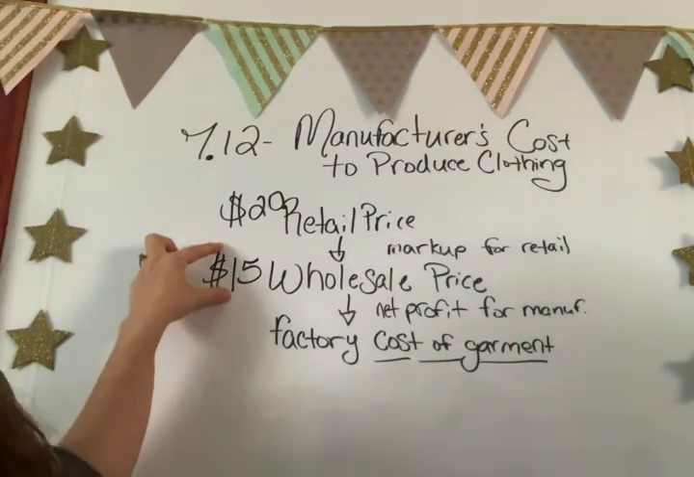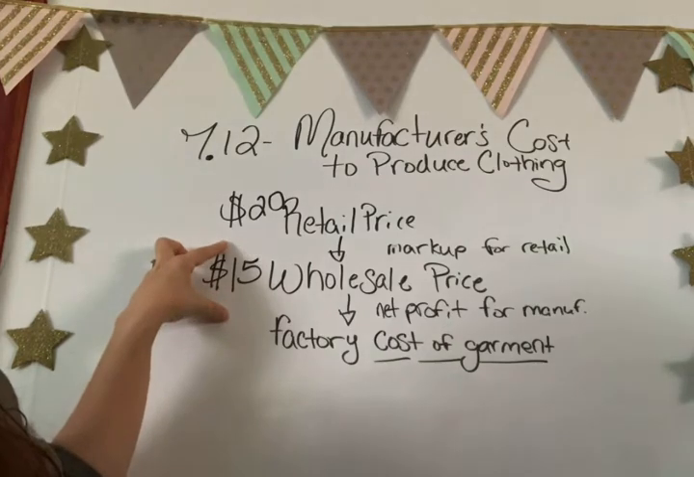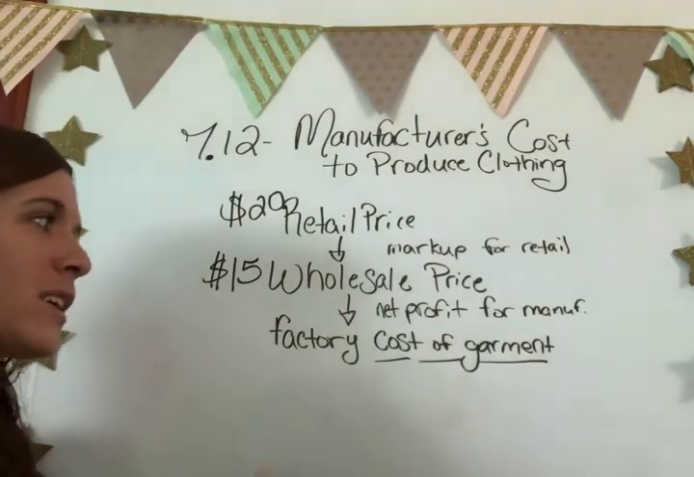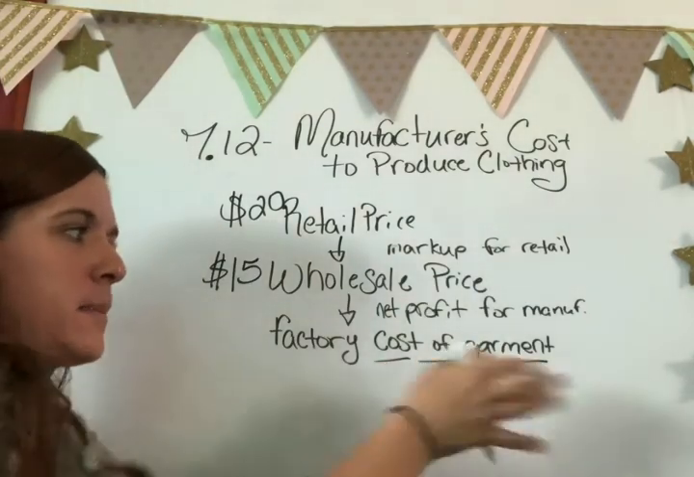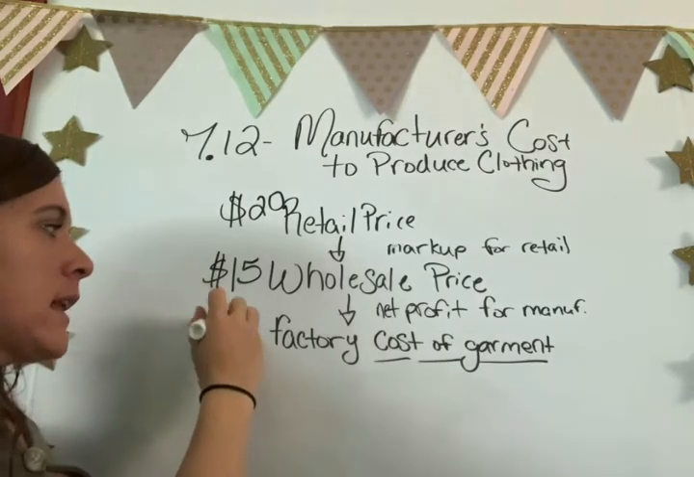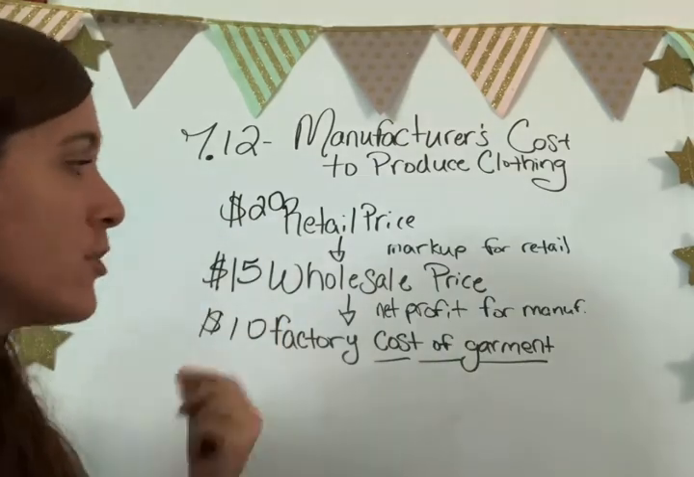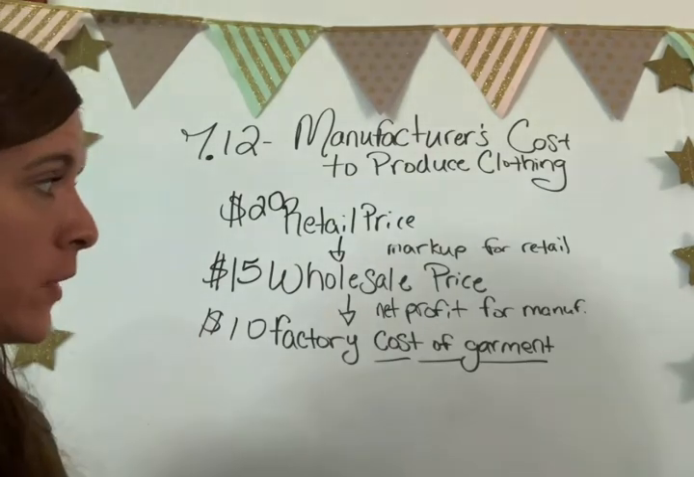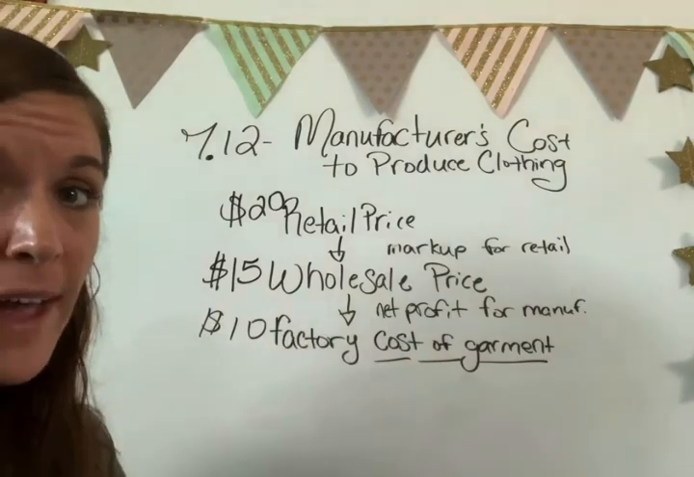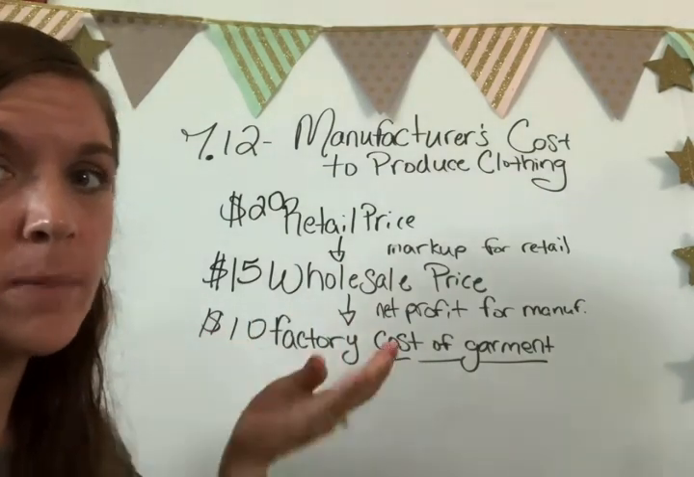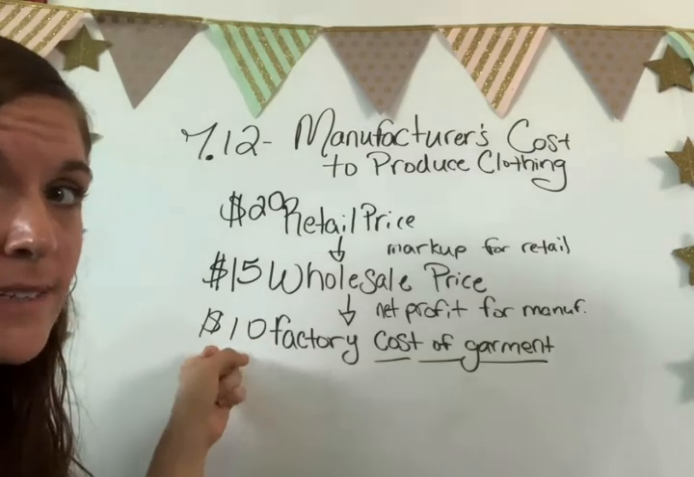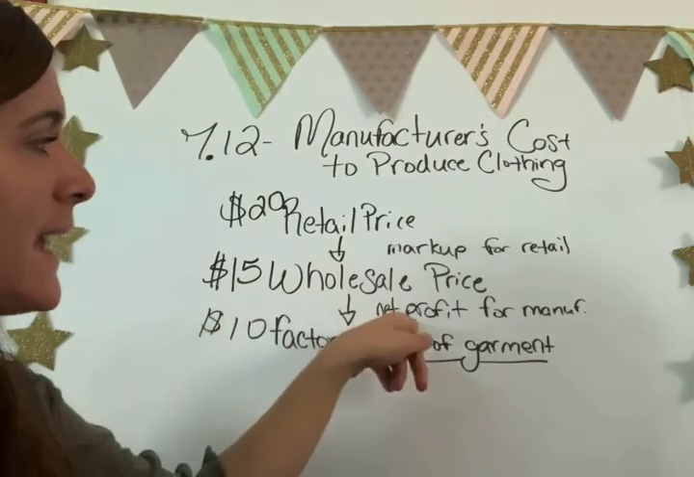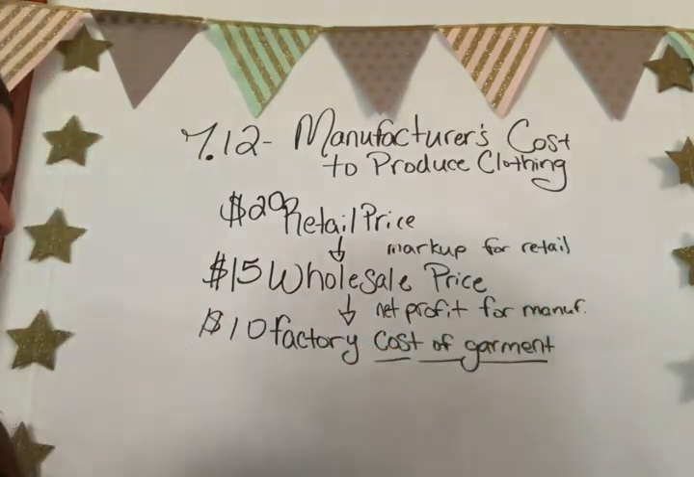So now we have this price at $15, but where did that come from? Well, the factory, the manufacturer, has a factory cost of the garment. A garment is a piece of clothing. Let's say that their factory cost was $10. For one shirt, it costs $10 to make it. The manufacturer, the factory, needs a little bit of profit as well. Just because it costs $10 to make the shirt doesn't mean they're going to sell it to the store for $10. They sold it to the store for $15 because they need a net profit for the manufacturer.